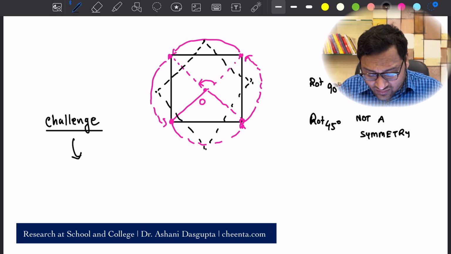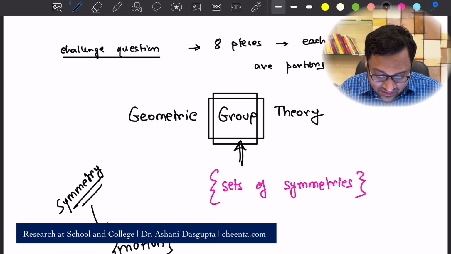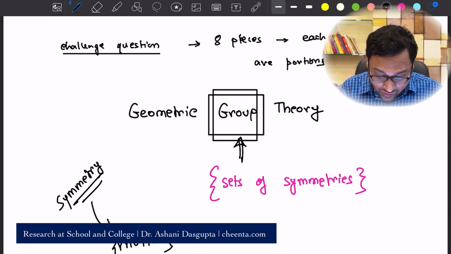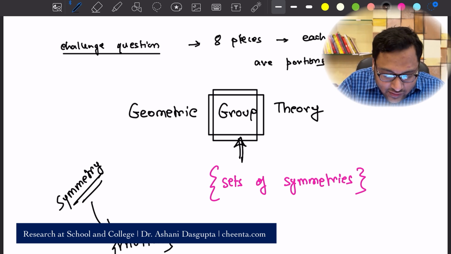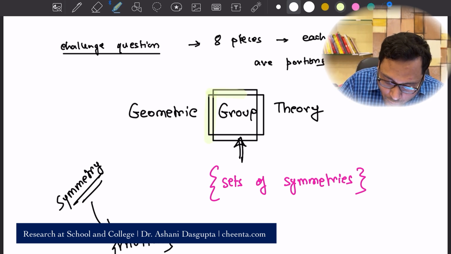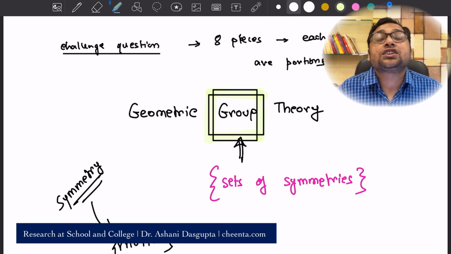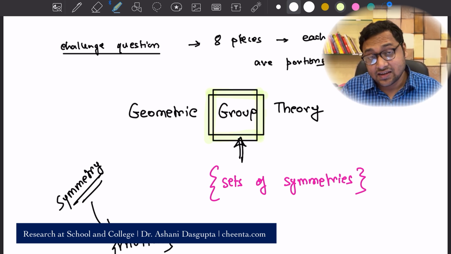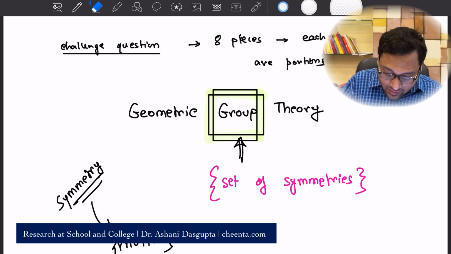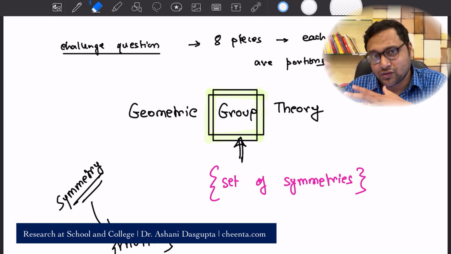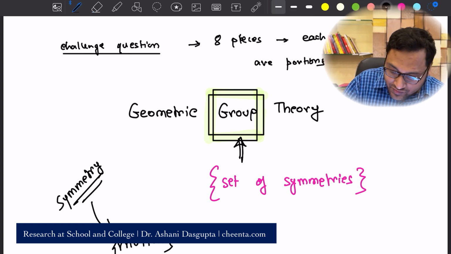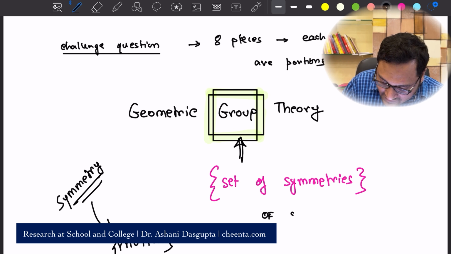Okay, so coming back to this notion of geometric group theory, now we know, at least vaguely, a little bit, what is a group. A group is a collection of symmetries, a set of symmetries of some object.